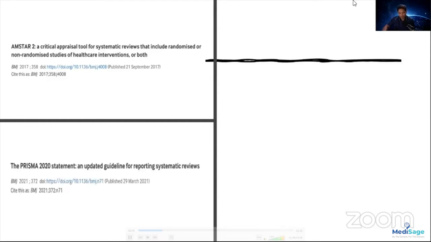So that's the reference for AMSTAR 2. The PRISMA statement is, again, a guideline for reporting systematic reviews, which is very well documented and widely used, and something that everyone who writes systematic reviews should be aware of. A lot of the items in PRISMA and AMSTAR obviously overlap and therefore can be used in conjunction. But taken together, they certainly provide a wealth of information on how to write good quality reviews.